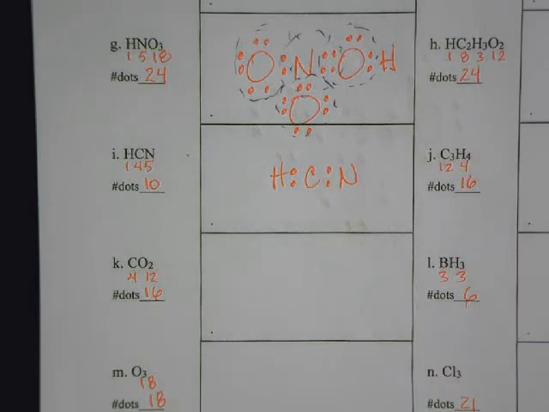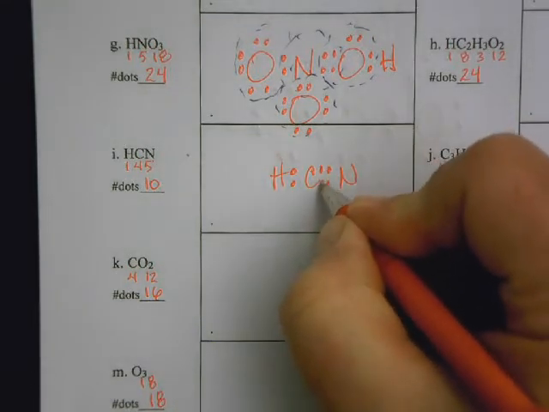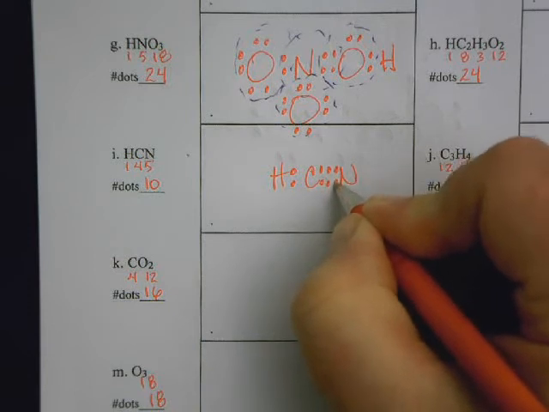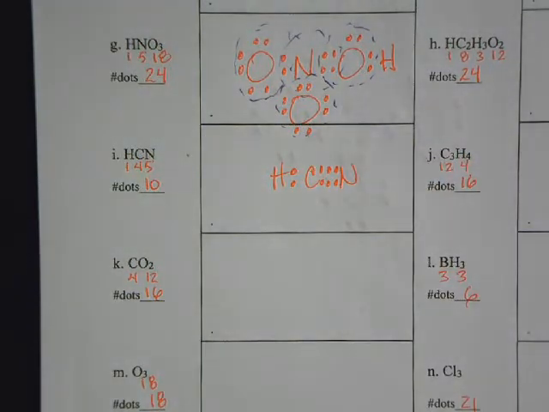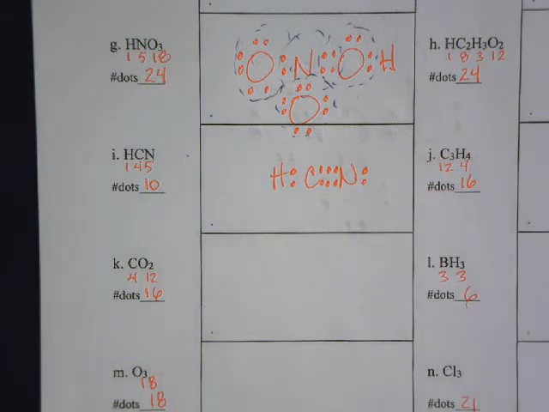If I am four short, that means I'm going to need a triple bond. Hydrogen cannot be in a triple bond. Hydrogens can only bond once. Hydrogens can only have two dots beside them. And then that's 2, 4, 6, 8. And my last two dots, there is HCN.